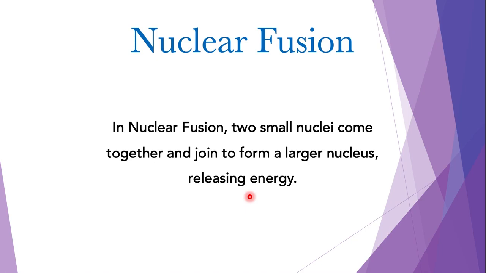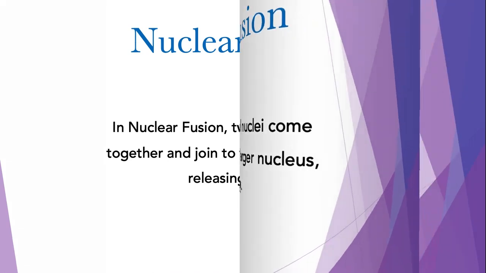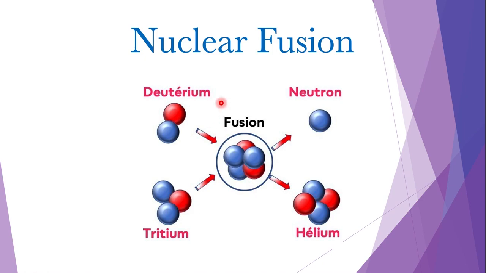You know the word fusion, it means melting together. The fusion of two small nuclei. So here we have an example of nuclear fusion. Two hydrogen nuclei fuse together to form a helium nucleus. So here you can see these are two different isotopes of hydrogen. There's the deuterium and the tritium isotope of hydrogen.